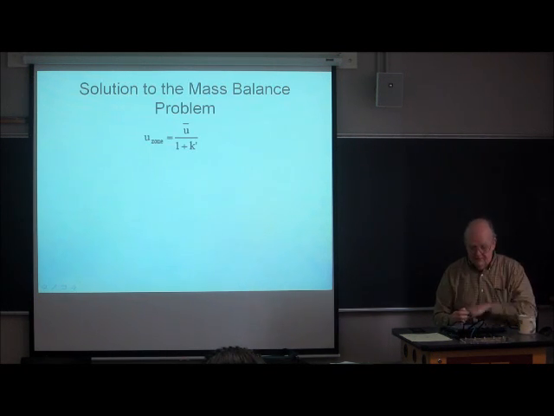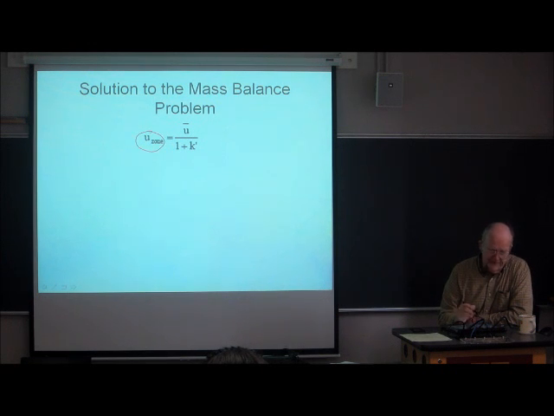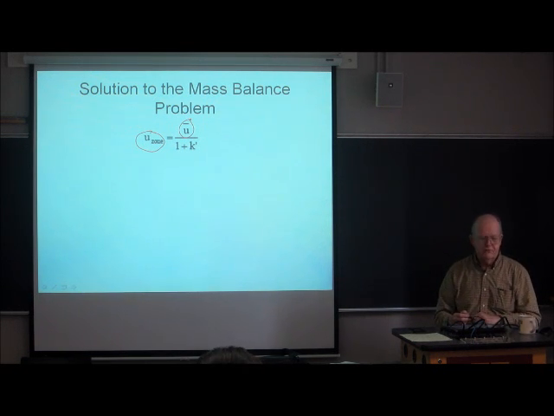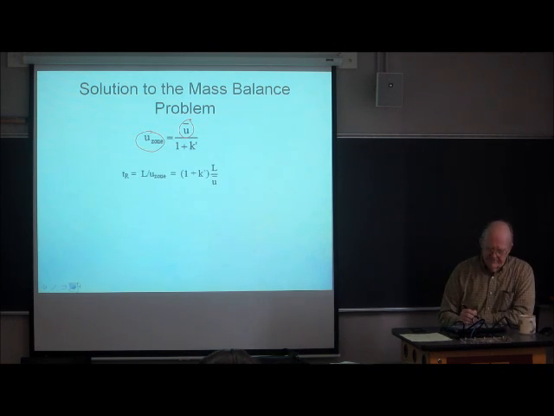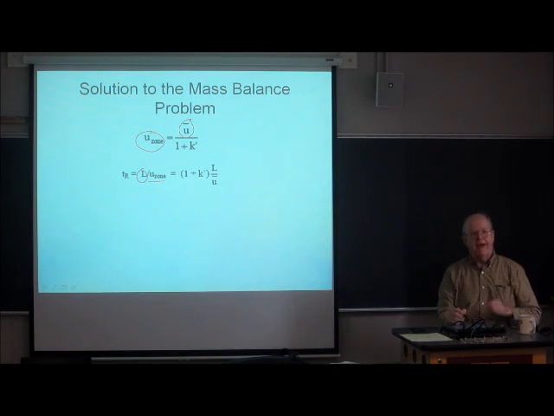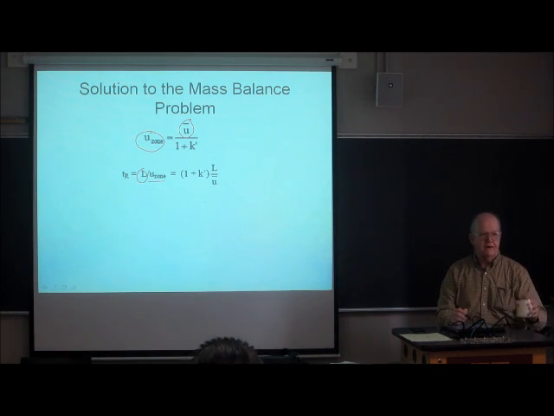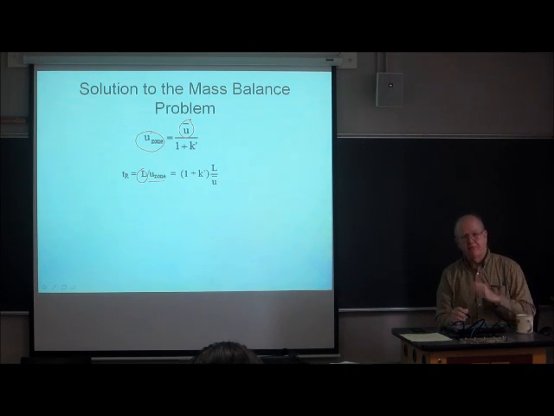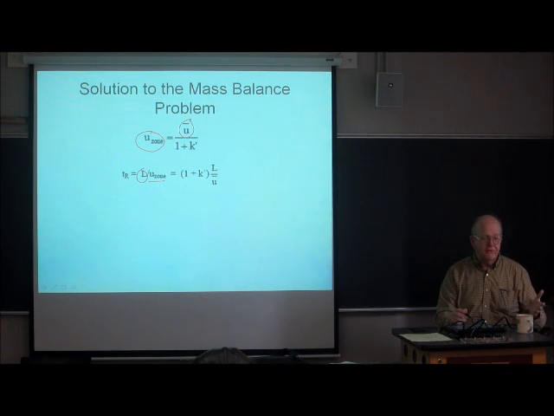The solution to the problem is that the zone velocity is equal to the average mobile phase velocity down the tube divided by 1 plus the retention factor, which means that the retention time, which is equal to the length of the column divided by the zone velocity, is going to be 1 plus K prime times L over the average velocity of the mobile phase. If we set K prime equal to 0, we get the same thing as for an empty tube. That's sort of obvious.